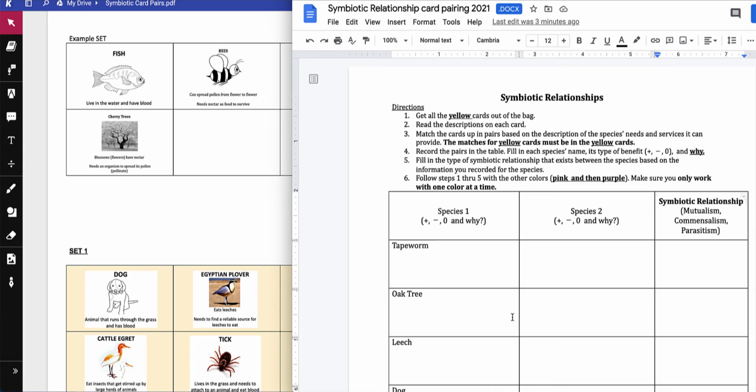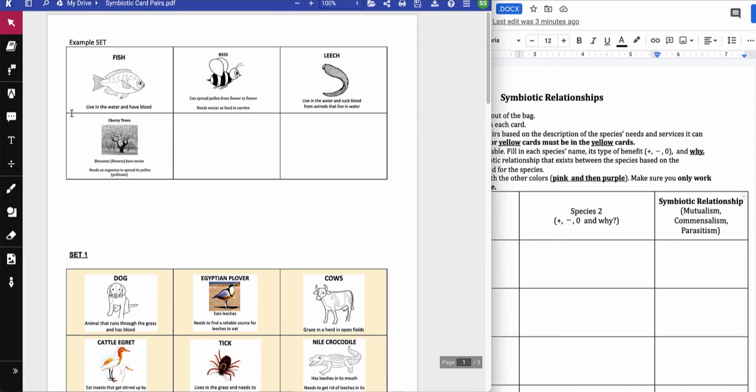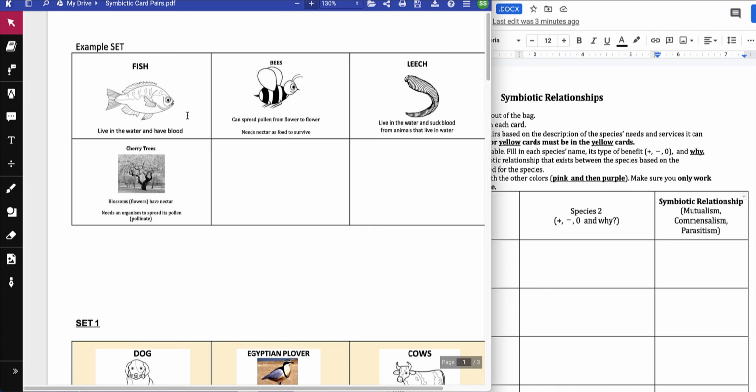Yours is in Cami, but we're going to record it in this table and say if it's a plus, minus, or 0, no change, and why, what they get out of it. And then we're going to keep repeating it, and let's see what we can do, because they're all mixed in here. So if I'm looking at this example set, and I'll zoom in a little bit for you, I've got 4 different species. We got fish, bees, leech, and cherry trees.